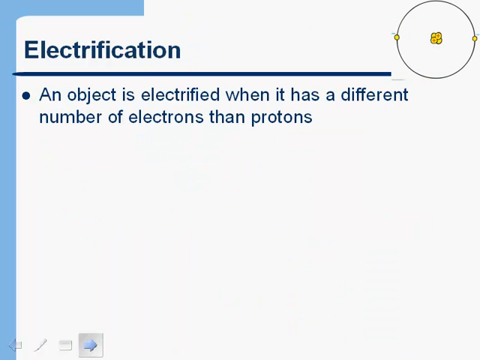An object, we say, is electrified when it has a different number of electrons than protons. And again, we talked about this a minute ago, that in a standard atom, the number of protons in the nucleus, in this case that diagram is showing 2, is equal to the number of electrons that are orbiting the nucleus. But if we lose or gain electrons, then the object becomes electrified, meaning it has a charge.